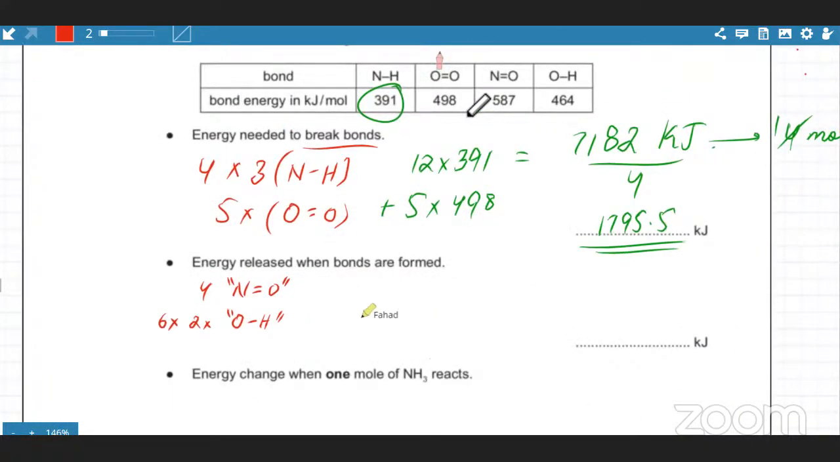So I'm going to add the energies. It's 4 NO, and NO is over here, it's 587. So it's 4 times 587. And then this side is 12 times OH, which is 464. So 12 times 464. Let's add them up. 4 into 587.